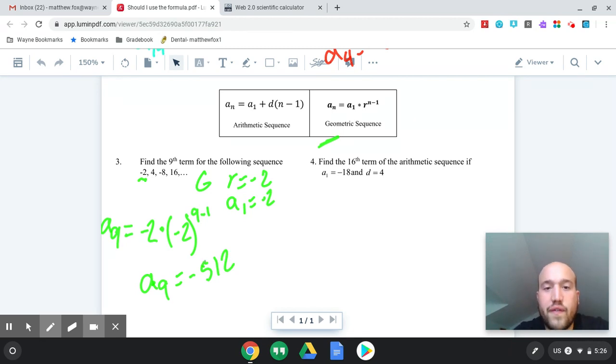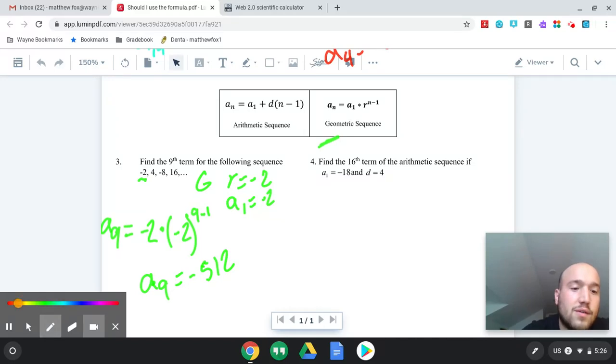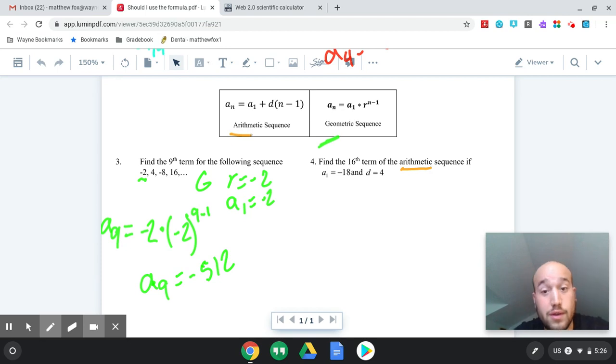Okay, and then our final one here, once again, it tells us it's an arithmetic sequence right here. So we know we're going to use this formula if we use a formula. We're looking for the 16th term. So once again, we can write them all out if we want, but 16 is pretty far in the future. So I recommend using the formula. So they gave us the initial value, that a sub 1. They also gave us the common difference, or d equals 4.